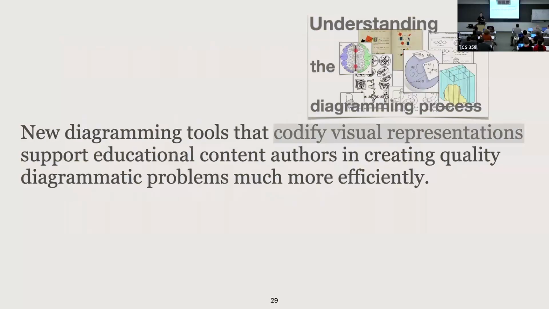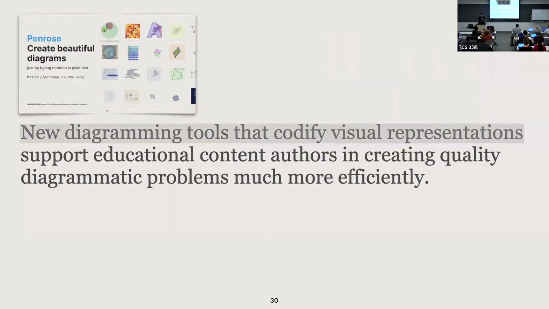And this is what I mean by codifying visual representations in digital tools. And the tool should really remember how ideas are translated to visuals and help experts keep track of this translation so they can easily be reused and tweaked later. So in the next part of the talk, let's talk about a tool that does just that. And in this part, I will introduce you to Penrose. Penrose is a diagramming system that is designed to codify visual representations.